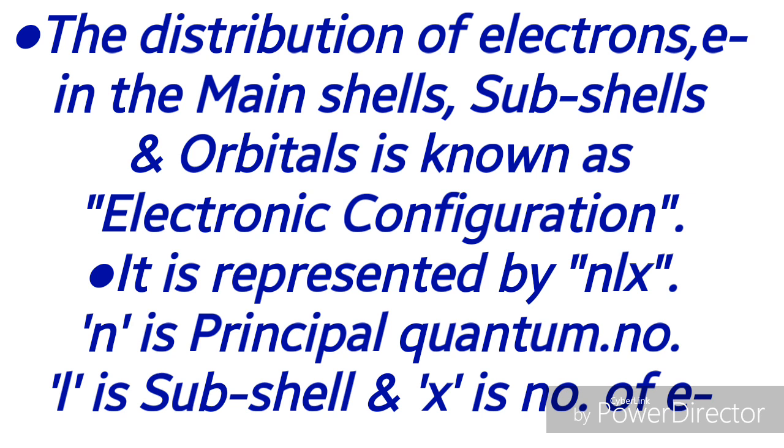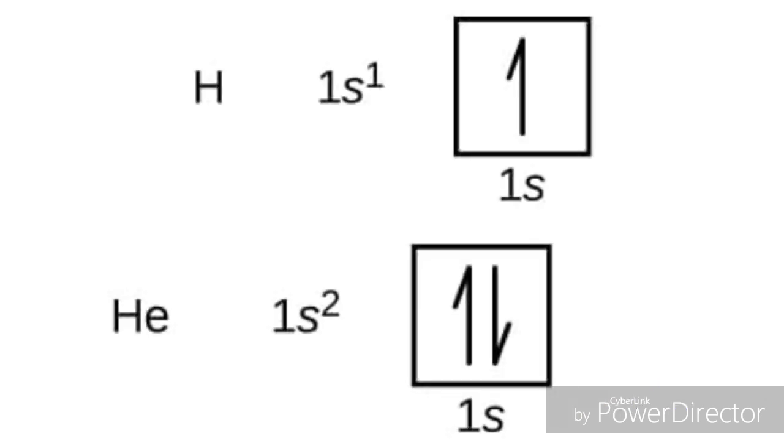Students, in the modern periodic table, 118 elements are there. In that, around 90 elements are naturally occurring, and remaining 28 elements are synthetic elements. It is possible to write electronic configuration for all these elements by following this NLX method. First, we have to see the atomic number. Atomic number is represented by symbol Z. Based on the atomic number, we can write electronic configuration.